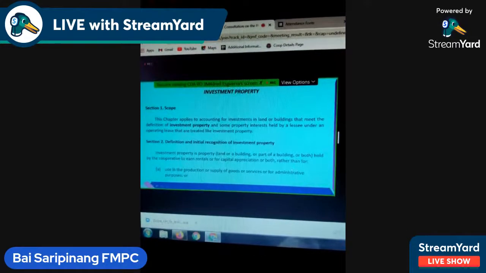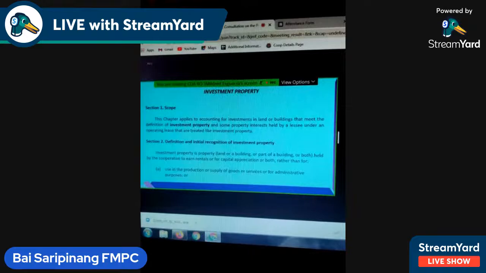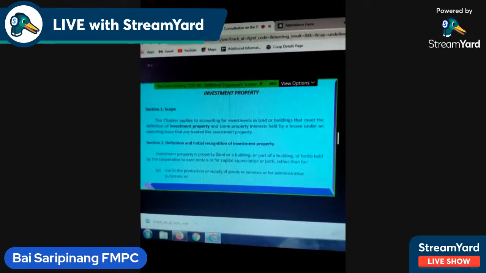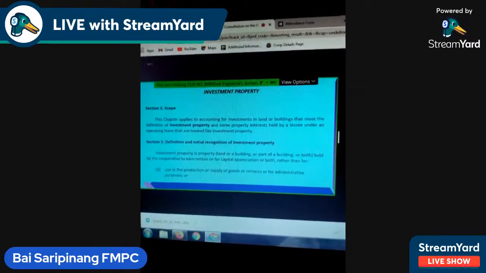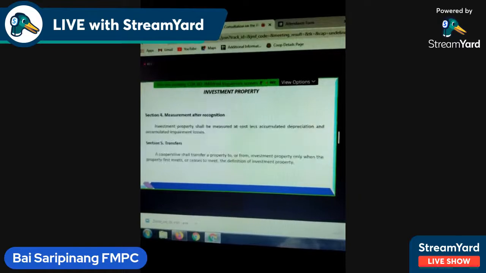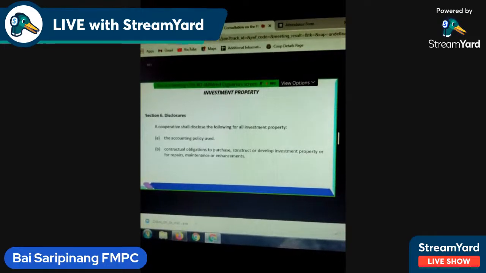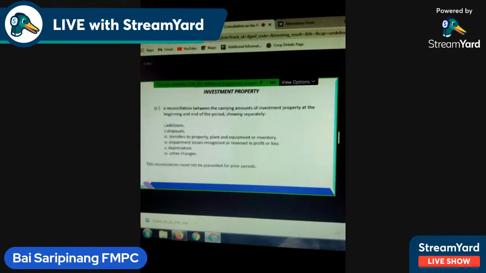Now, in the investment property, this applies, of course, for investments in land or buildings that meet the definition of investment property. And some property interests held by a lessee under an operating lease that are treated like investment property. So, dati na po yan, no? Wala rin tayong masyadong ginawang pagbabago dito, including its measurement and its transfers, the disclosures, the same, no? Kailangan andyan pa rin ang kanyang disclosure.